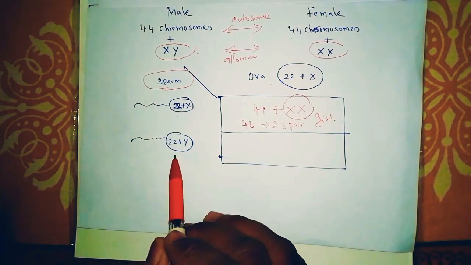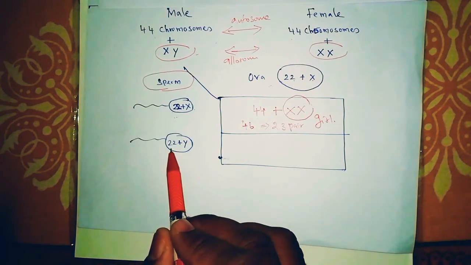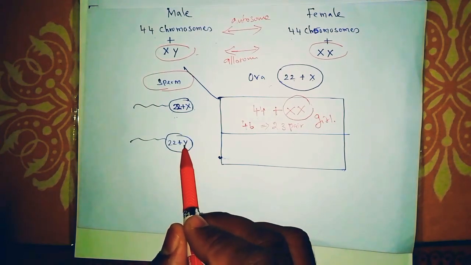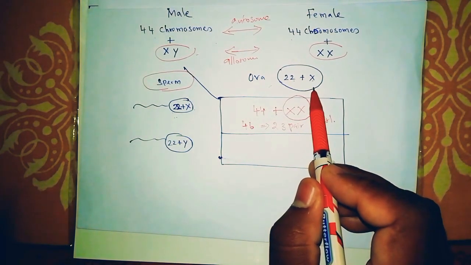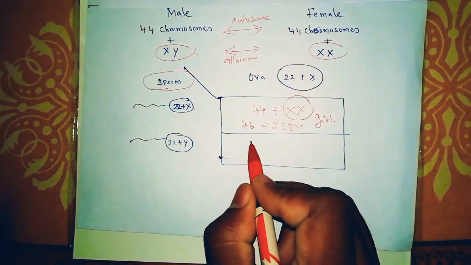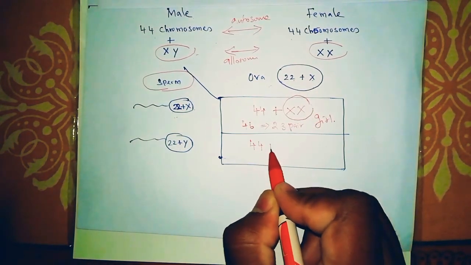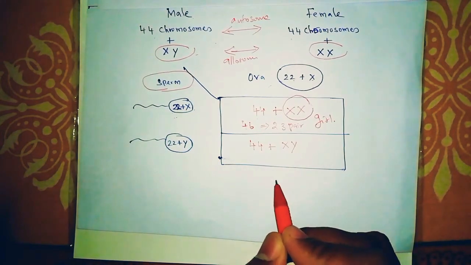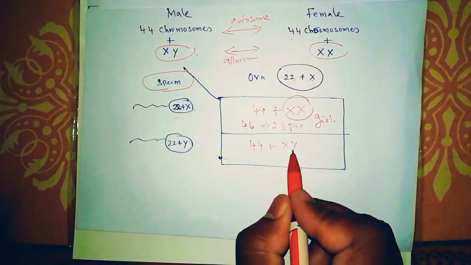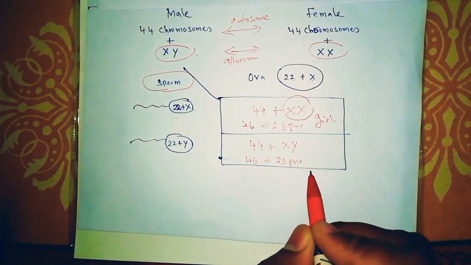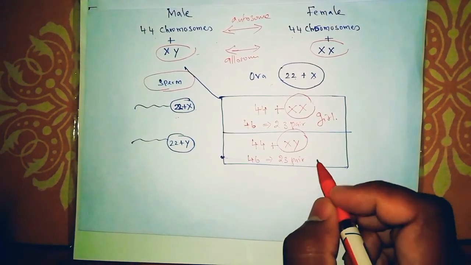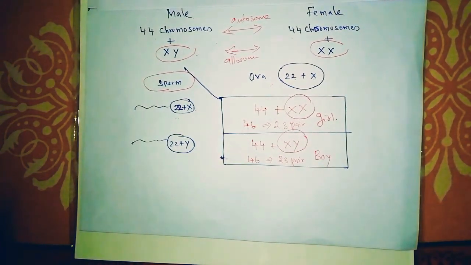Suppose in the sperm of a male, there are 22 chromosomes plus the Y gamete, and in the female there is no other way, only X is present. So when these two fuse together, we get 44 plus XY. So totally 46, in other words 23 pairs will come. And what is the sex of that baby? Yes, a boy baby. So this is how the sex of an individual is determined, right?